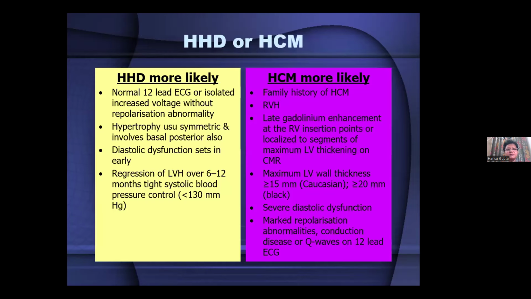Now, the most common confusion comes with hypertensive heart disease. I'll quickly tell you how you can differentiate. In hypertensive heart disease, on the 12-lead ECG, isolated increased voltage is there, but no repolarization abnormalities, which are found in HCM. The hypertrophy is usually symmetric and involves the basal posterior wall also, which is spared in HCM. Diastolic dysfunction sets in late, but is severe. Regression of LVH occurs over 6 to 12 months with tight systolic blood pressure control of less than 130, so you start having regression, but not in HCM. And then MRI and many other modalities are there which can establish the diagnosis.